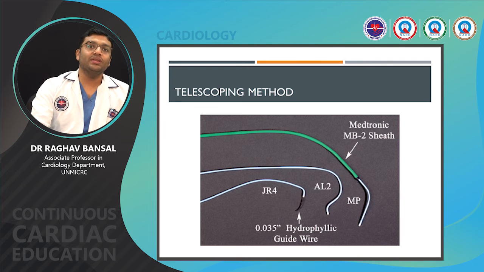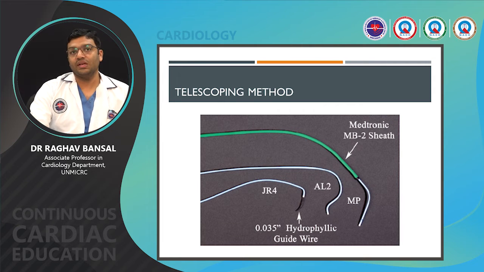Another is a telescoping method. If it is not easy to get into the CS by this method, we can use a lot of catheters and curves which are suitable on a case to case basis. You have to select this on a case to case basis while looking at the CS venogram, at how the CS os is aligned to the right atrium, and according to that we can choose from a lot of curves. It can be a JR curve, the AL2 curve, or a multi-purpose curve. The most commonly helpful curves for this purpose are the JR5 or a multi-purpose curve.